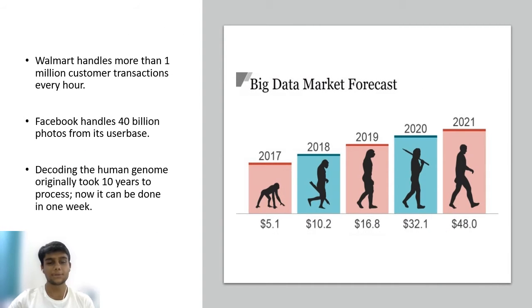Again, some stats about some popular companies generating huge amounts of data. And on the right, you can see an image talking about the market forecast of big data. Decoding the human genome originally took 10 years to process. Now it can be done in 1 week. This is something I found really interesting. Also, by the end of this seminar, you might realize that size does matter after all.